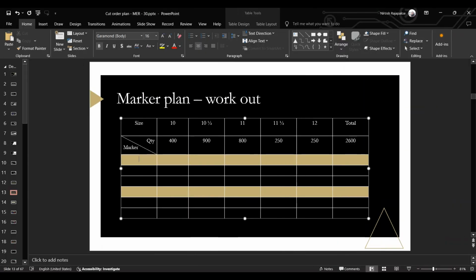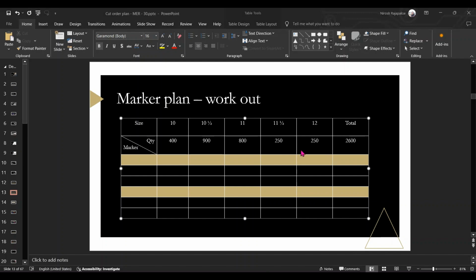Marker plan is the most important one. Marker plan is the most important planning in cut order planning, because the rest of the planning, that means cut plan and the number of duplicate copies, depend on the marker plan, and it will impact the efficiency as well as the profitability of the institute.